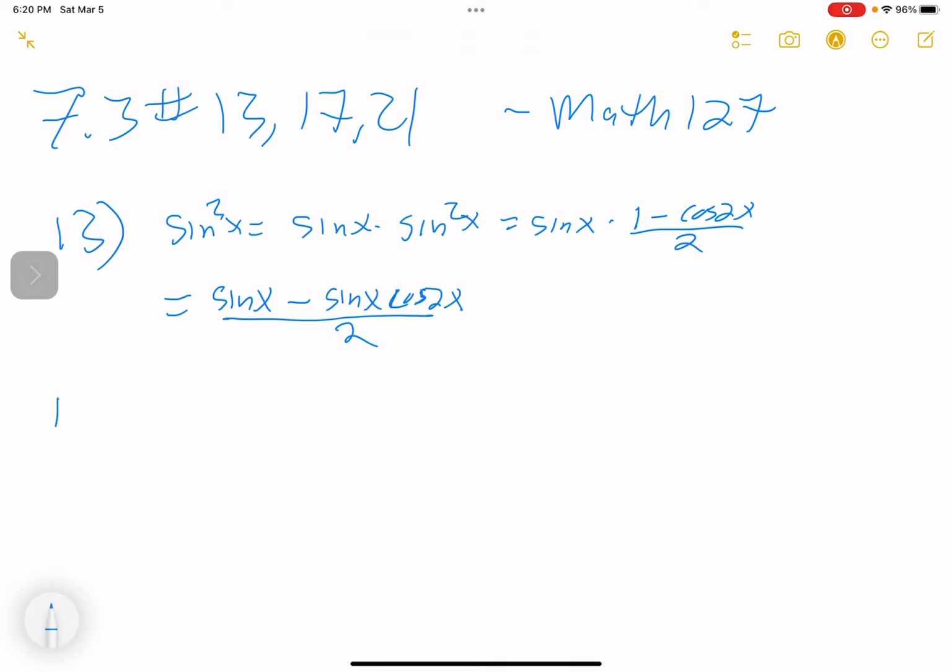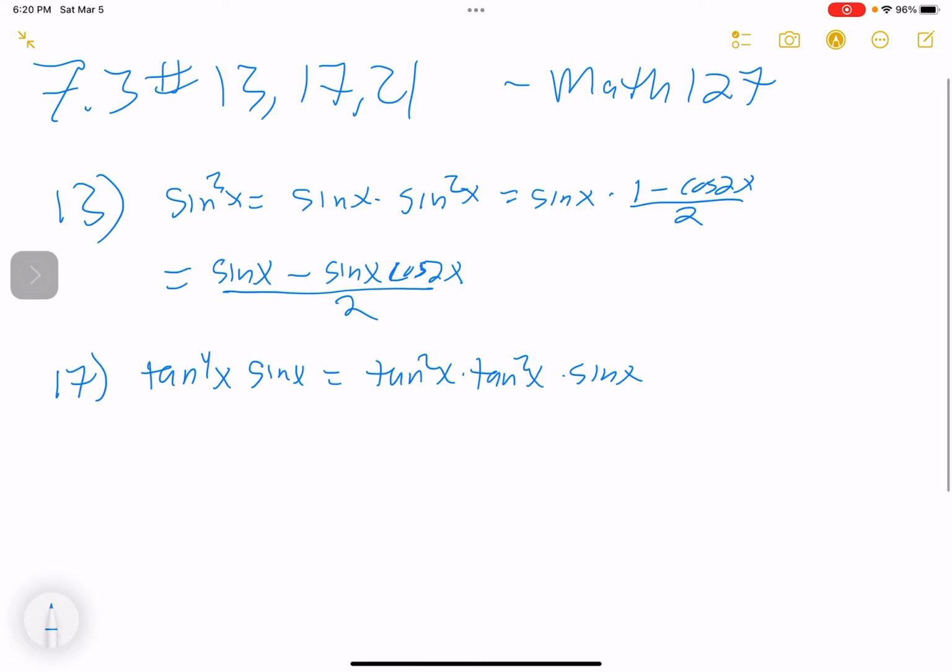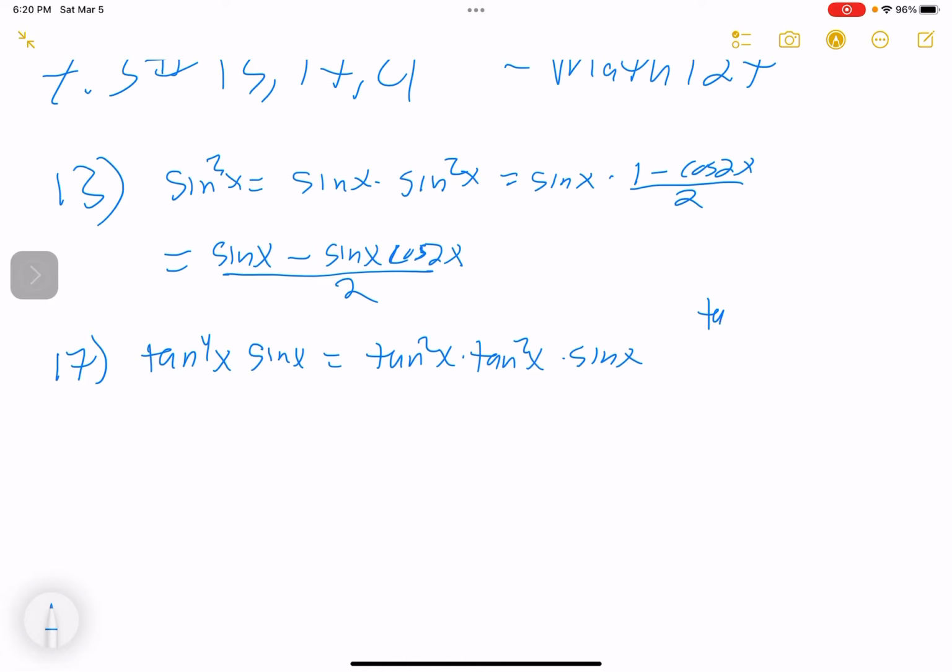The next one that was requested was number 17. This one's a lot more involved. It's tangent to the fourth power of x times sine of x. So think of this as tangent squared x times tangent squared x times sine of x. And just recall that our tangent squared x power reduction formula is 1 minus cosine of 2x over 1 plus cosine of 2x.